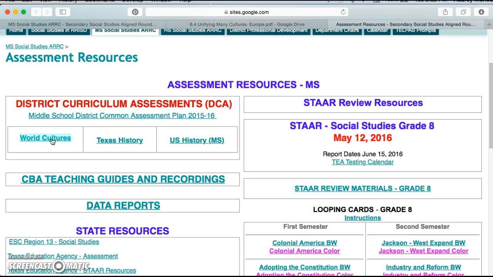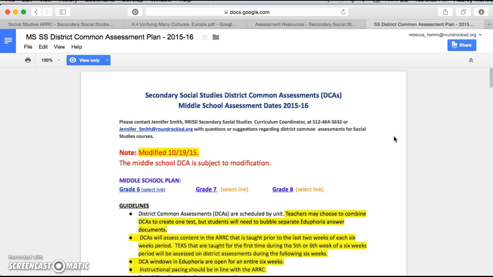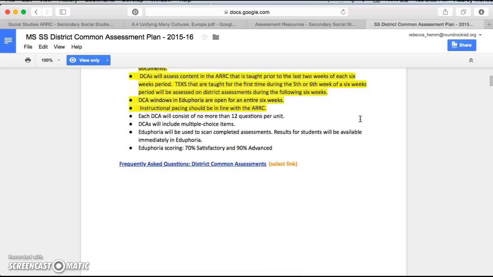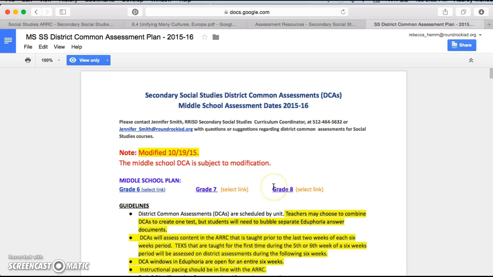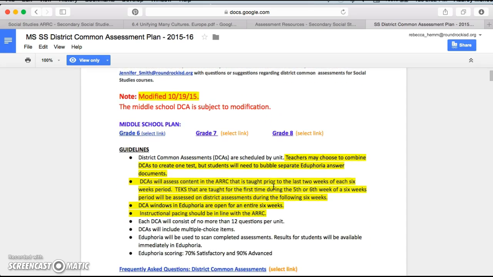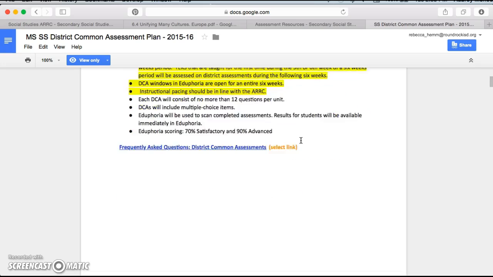So when you click on this for world cultures, which is 6th grade, and then click on this, the middle school DCA plan is district common assessments. So after every unit, there's an assessment given by the district to see how many of the students learned what needed to be learned. It used to be benchmarks, but now that they're district common assessments, they're tested every unit, which is pretty frequent. This also ensures that teachers are staying aligned with the ARC timeline and aren't jumping ahead units or taking too long in a certain unit.